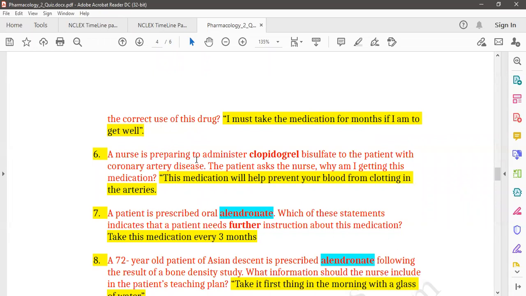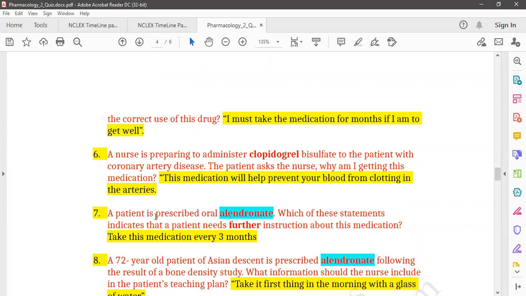The nurse is preparing to administer clopidogrel to a patient with coronary artery disease. The patient asks the nurse why I am getting this medication. So how does clopidogrel help in case of heart disease? Clopidogrel will help prevent your blood from clotting in the artery. So it is an anti-clot formation medication, preventing clot formation.